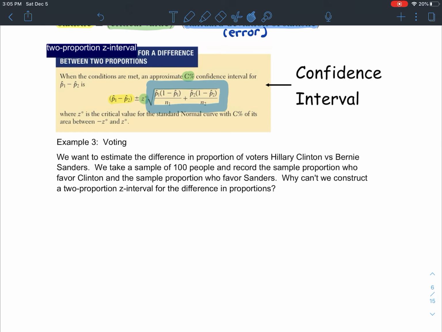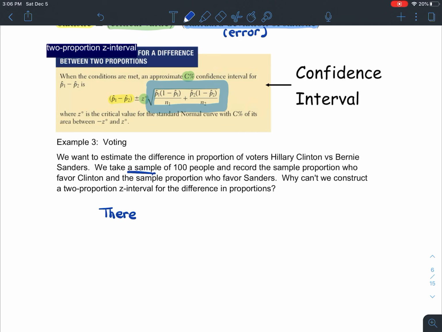Okay, so let's just look at this example here at the bottom. The question is, let's say that we want to estimate the difference in the proportion of voters for Hillary Clinton versus Bernie Sanders. So this was a couple of elections ago here. We take a sample of 100 people. Okay, we're just taking a single sample of 100 people, and we want to record the sample proportion in that one sample who favor Clinton, and the sample proportion in that same sample who favor Sanders. The question is, why can't we construct a two proportion z confidence interval for the differences in those proportions?